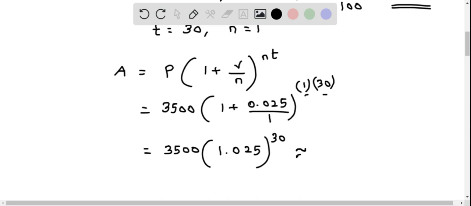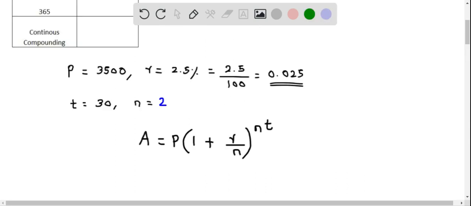When we plug this into the calculator, we get approximately 7,341.49, and this is in dollars. So this is the amount after 30 years when compounded one time with the principal and the rate of interest given.